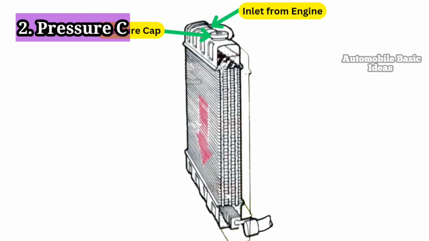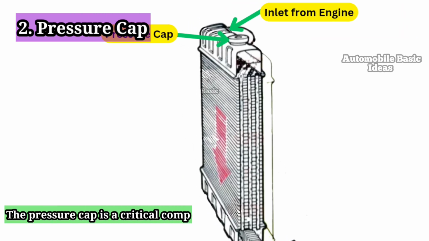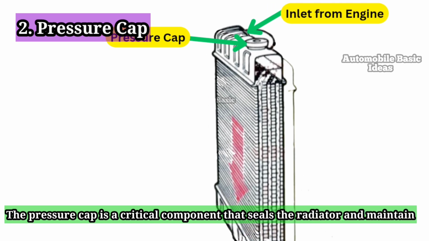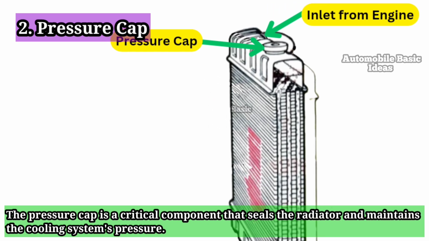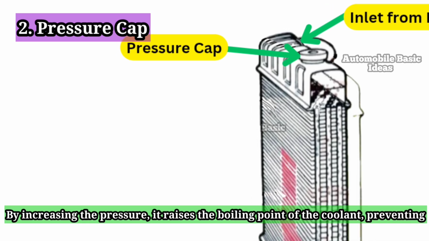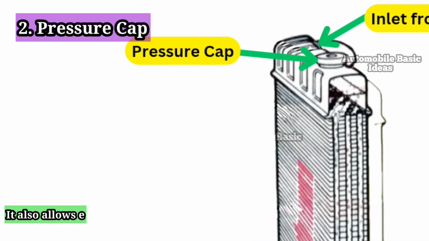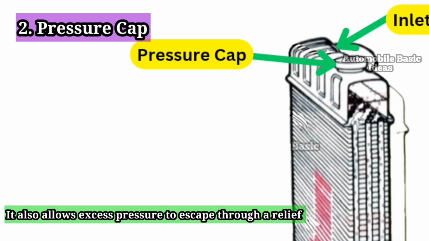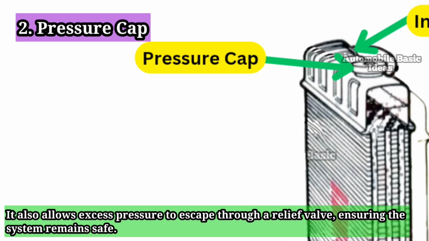2. Pressure cap. The pressure cap is a critical component that seals the radiator and maintains the cooling system's pressure. By increasing the pressure, it raises the boiling point of the coolant, preventing overheating. It also allows excess pressure to escape through a relief valve, ensuring the system remains safe.